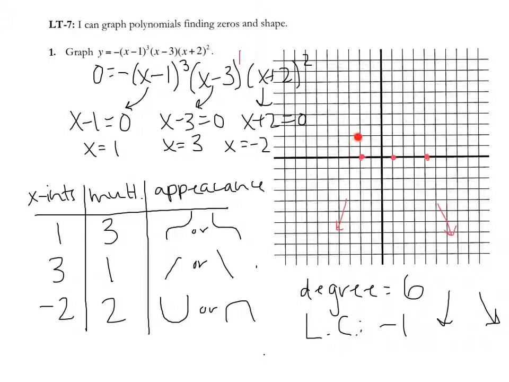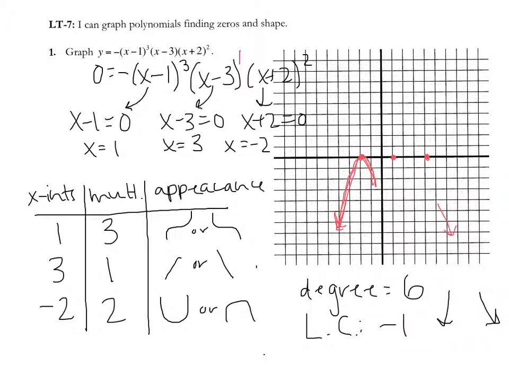So let's focus on -2. We knew that the appearance of the graph near that x-intercept was going to be this U shape. So I'm going to take my graph and try to make it so that it touches and turns back around. Like this. So next let's move on to our next x-intercept.